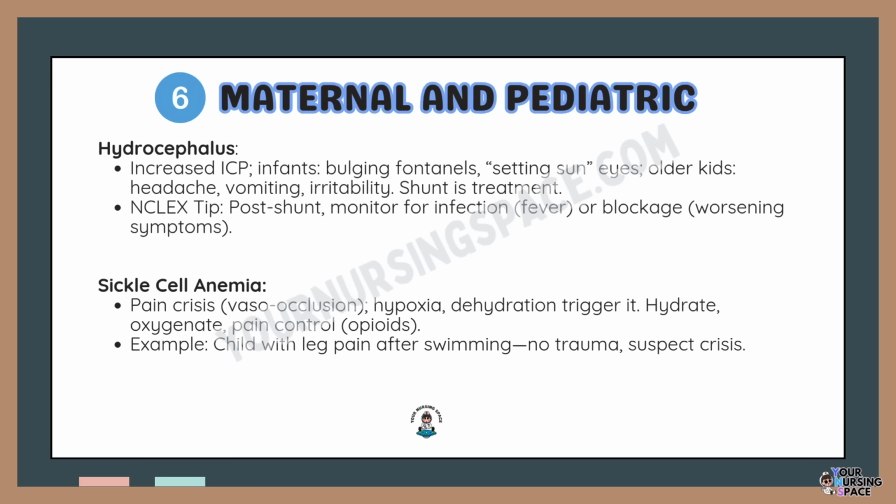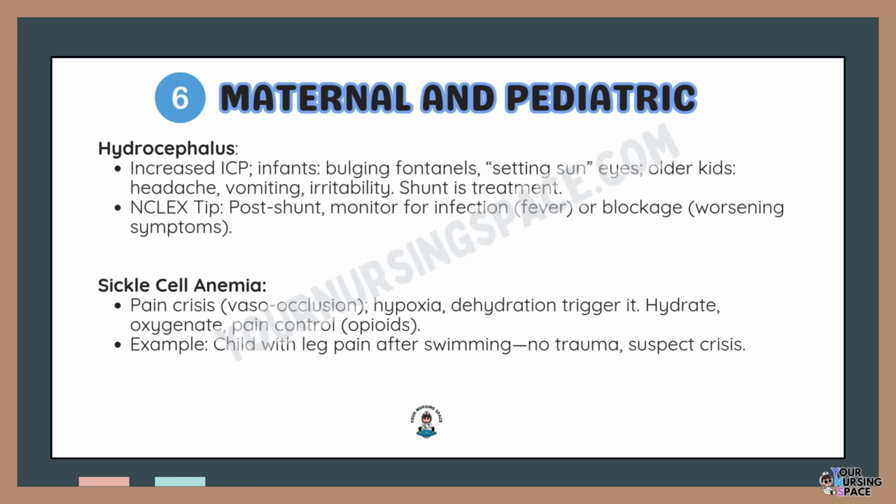Let's keep going with hydrocephalus and sickle cell anemia. Hydrocephalus is too much fluid in the brain. Babies show bulging fontanelles and setting sun eyes where the iris is dipped down. Older kids get headaches, vomiting, irritability, all from pressure. A shunt drains it, but after surgery, watch for infection, fever, or blockage, worsening symptoms.